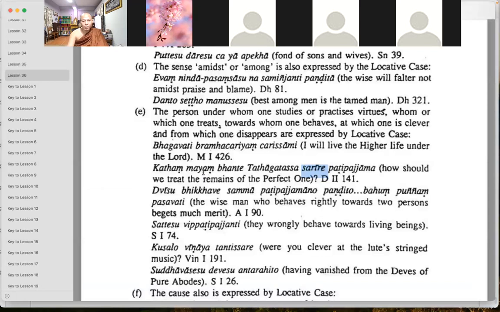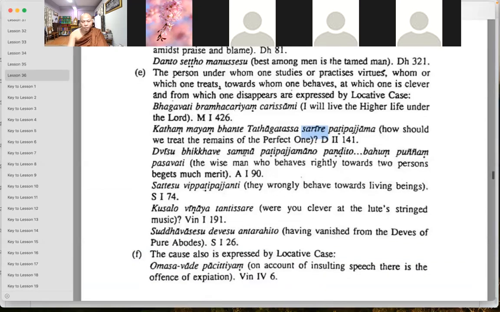And then the next: Dvisu bhagave samma patipajjamano pandito bahum punnam pasavati. That is in connection with patipajjati. Here the first one is patipajjama, but here patipajjamano, the same root, to treat also. Who behaves rightly towards two persons begets much merit.